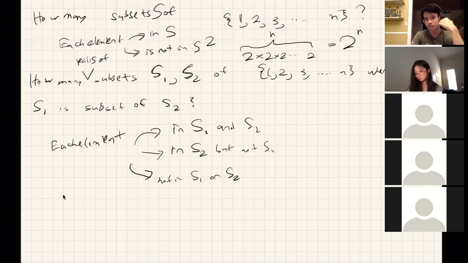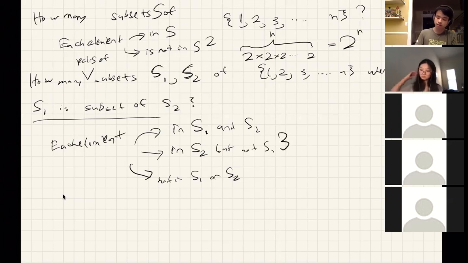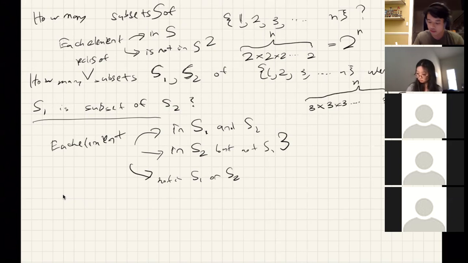But that case would contradict the fact that S1 is a subset of S2, right? So this is our way of negating out the possibilities that we don't want. So there's only 3 possibilities. And once again, you do some repeated multiplication, 3 times 3 times 3, and you do this n times. This becomes 3 to the power of n, right? So okay, let's go a little bit further.